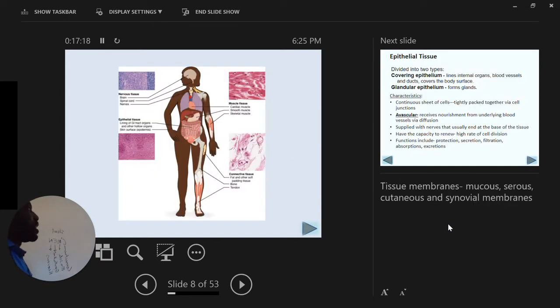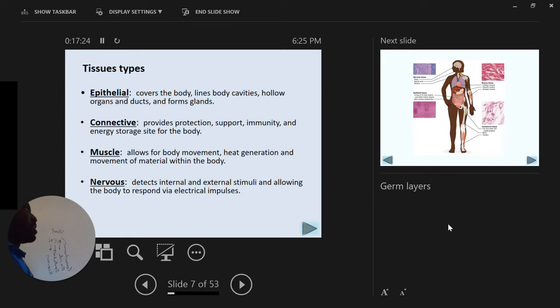Your epithelial tissue is like a sheath. You can see it covers the body. It lines body cavities, and it also forms glands. So those are your epithelial tissues. I'll talk about them more later.